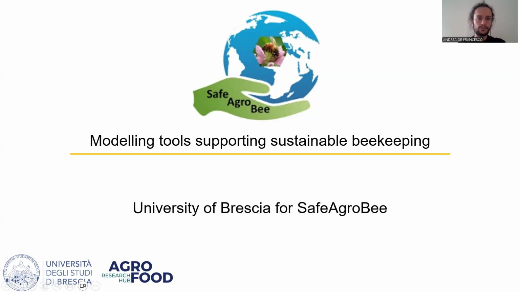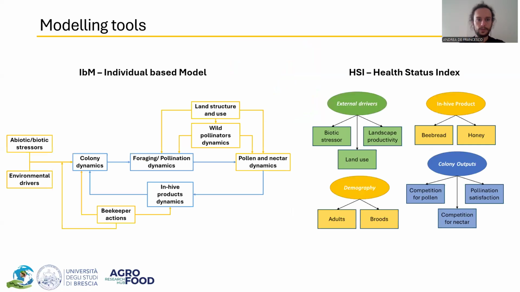I am pleased to have the opportunity to present some of the work we've been doing at the University of Brescia as part of the Safe AgroBee project. Our role in this project has been to develop new tools that could help beekeepers make more informed decisions and support sustainable beekeeping practices. Specifically, we have developed two tools, an individual-based model and a health status index.